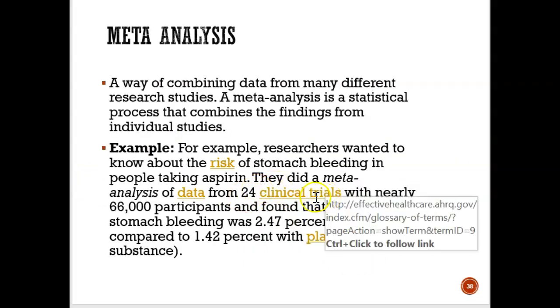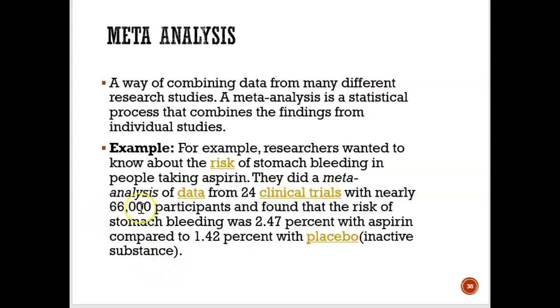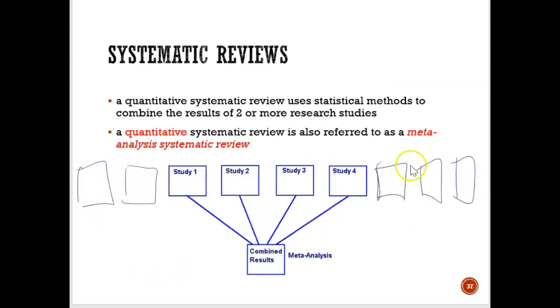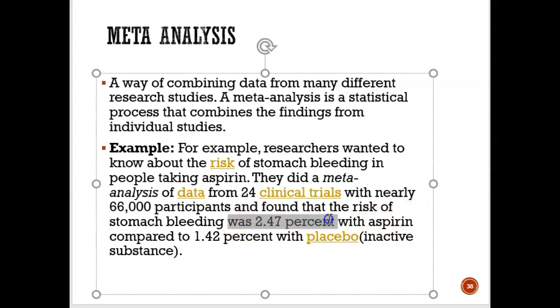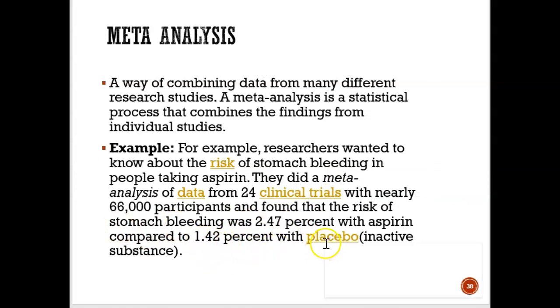They found 24 studies with nearly 66,000 participants. When they combined all these participants, they got 66,000 people. They took the findings from the individual studies and combined them into this study over here. So they got 66,000 people who participated, and then they did some math and concluded that if you take aspirin, there is a 2.47% chance that you could get stomach bleeding compared to a placebo.